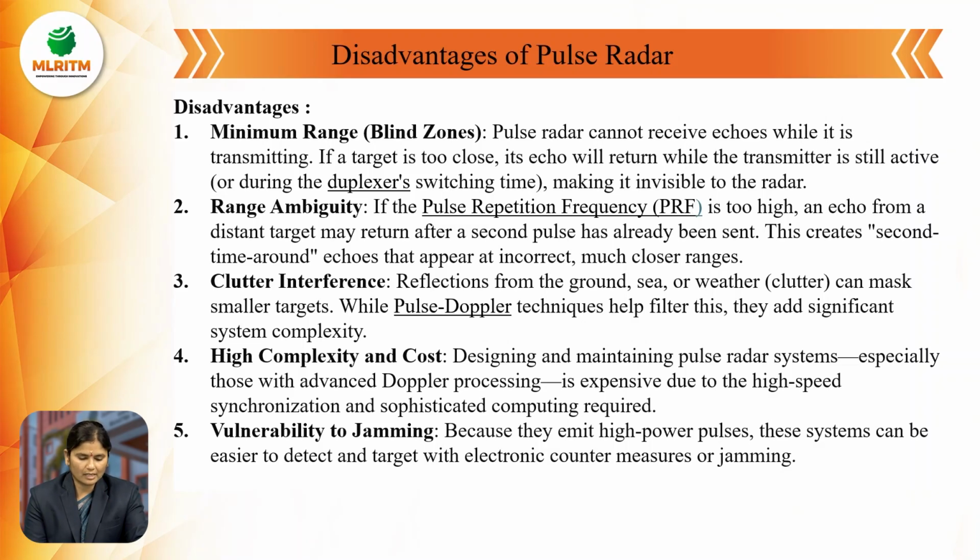Third disadvantage is clutter interference. The reflections from the ground, sea, or weather can mask smaller targets. While pulse radar techniques help filter this, they add significant system complexity. Fourth disadvantage of the pulse radar is high complexity and cost. Designing and maintaining the pulse radar is very complex and the cost is also high. Vulnerability to jamming: because they emit high power pulses, these systems can be easier to detect and target with electronic countermeasures or jamming.